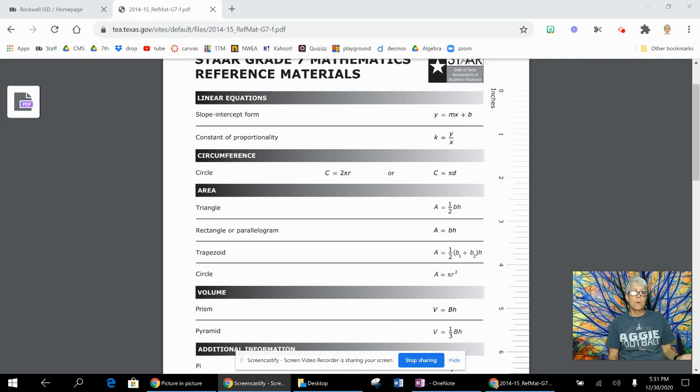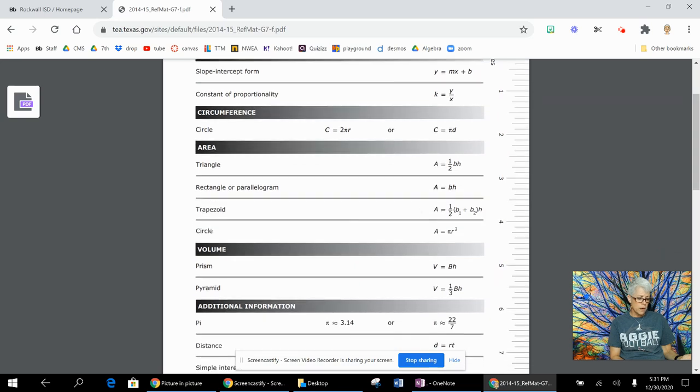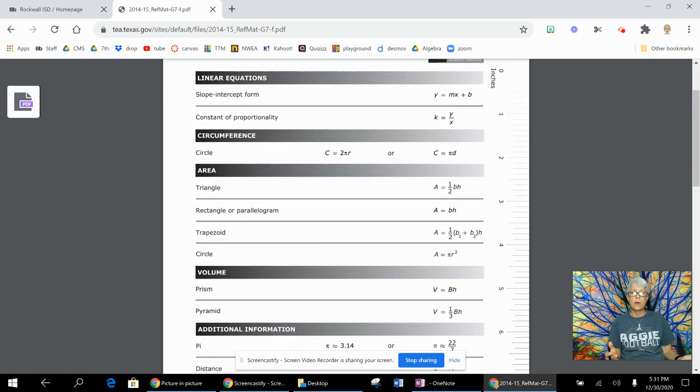So what I have pulled up here is your formula chart, and we haven't looked at the formula chart that much this year, and so I hope you have a copy of it. If you don't, get a copy of it. So the very top of your formula chart is what we've already covered, which are linear equations. We did slope-intercept form, which is y equals mx plus b. And then we learned about constant of proportionality.